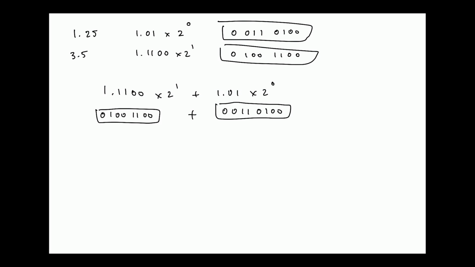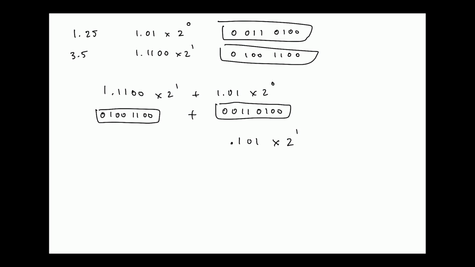So if I'm going to do that, which number do I want to mess with? I want to mess with the one that has the smaller of the two exponents, the one that has the zero. And I can do this by shifting this way and compensating by increasing the exponent. Do we agree that those two things, 1.01 times 2 to the 0 and 0.101 times 2 to the first, are equivalent mathematical expressions?